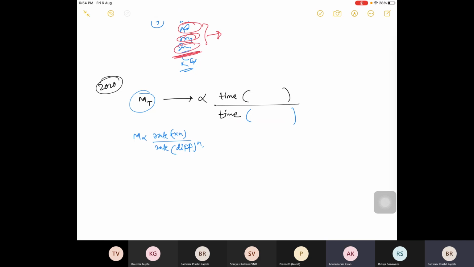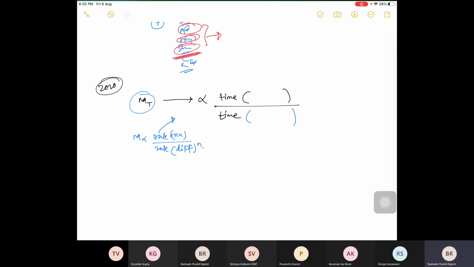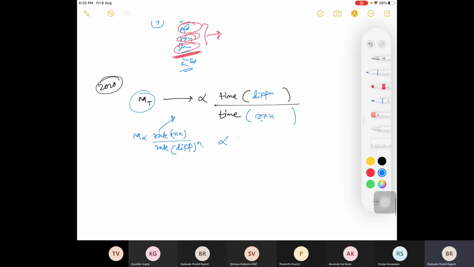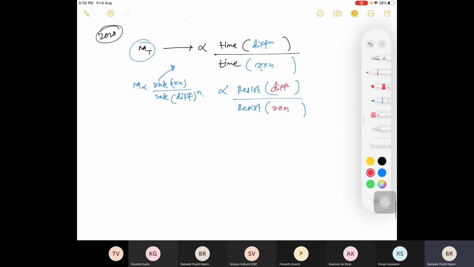Anyone would like to comment? Diffusion rate by reaction, sir. Right, because if your rate is high, then time will be low. Time required will be lower if your rate is high, so it will be opposite of that. So you'll be having diffusion divided by reaction. Suppose I'm writing in terms of resistance, then rate is inversely proportional to resistance, so you'll be having diffusion upon reaction. So these are basic questions for 1 mark.